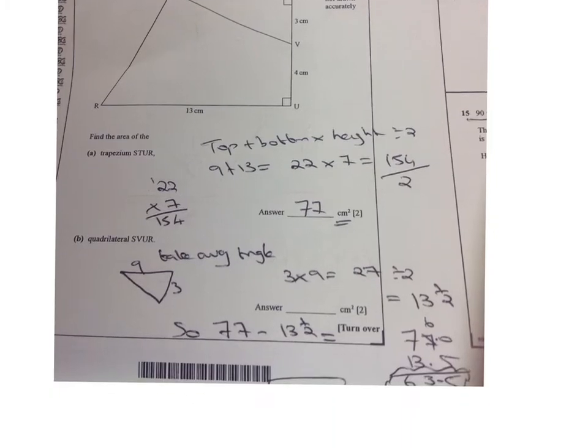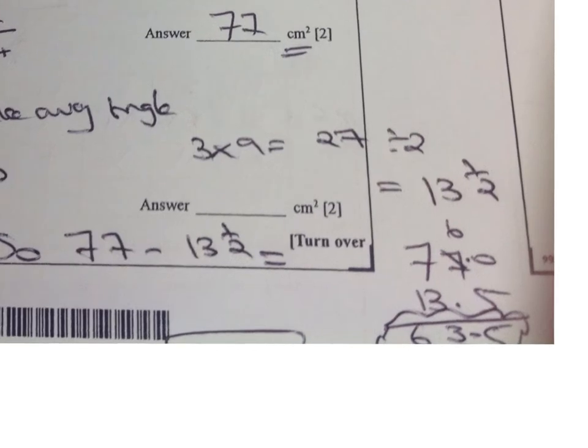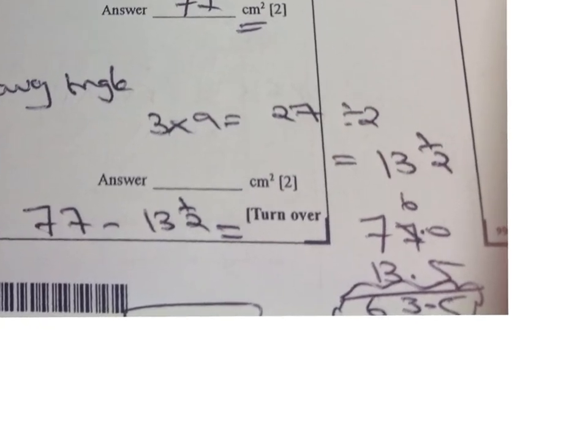So what we have now is our 77 here, minus our 13.5. Let's do that as a sum. I'll make that a bit bigger so you can see it. So 77 minus 13.5 as a sum. 5 goes in, that becomes 10 to give you your 5. You knock that down to 6. So 77.0 minus 13.5 gives you an answer of 63.5.